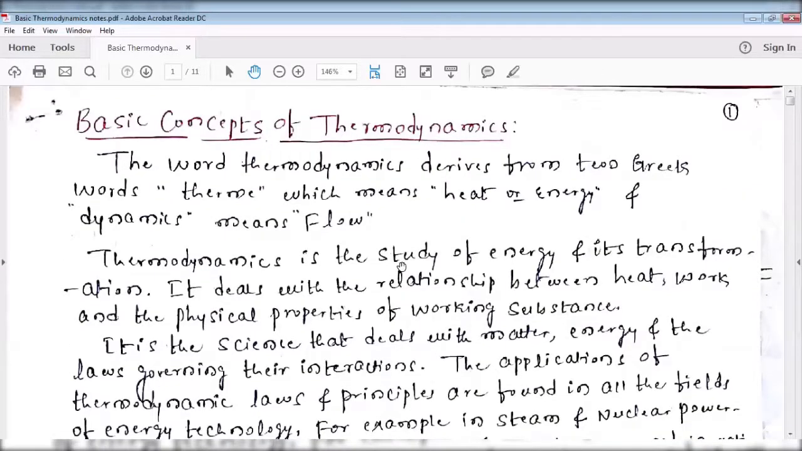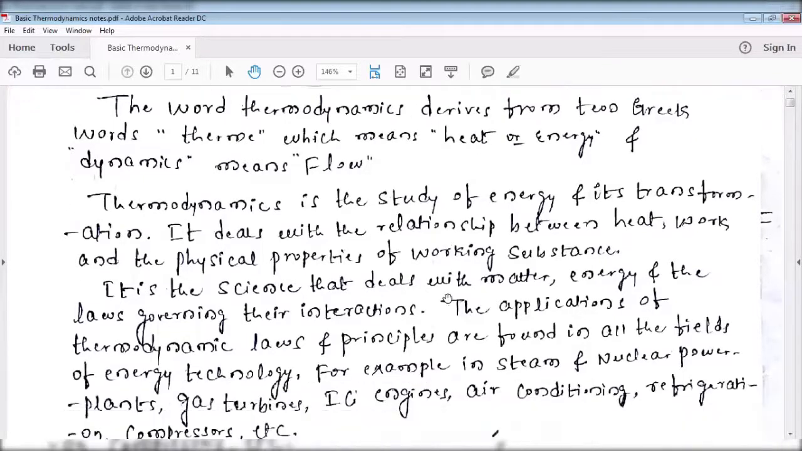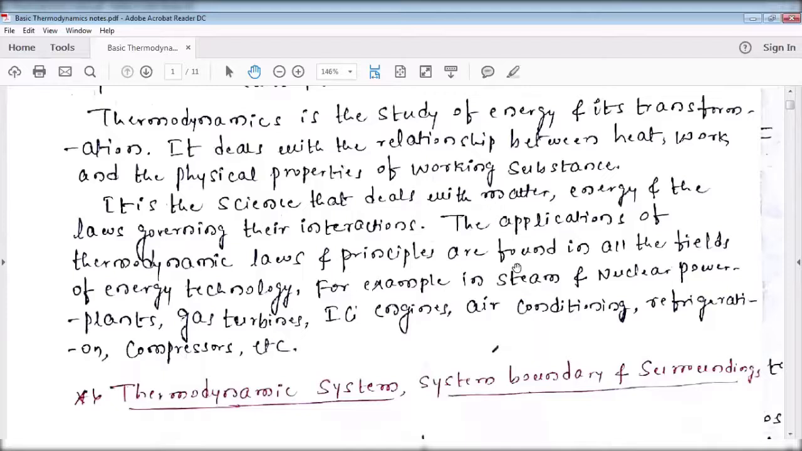In the examination, if we are asked what is thermodynamics and to explain it briefly, we should write this. Thermodynamics is divided into two words: therm and dynamics. Therm means the heat or the energy, and dynamics means the flow. That energy flow or heat transfer is called thermodynamics. After that, write the applications of thermodynamics, where you have used thermodynamics.